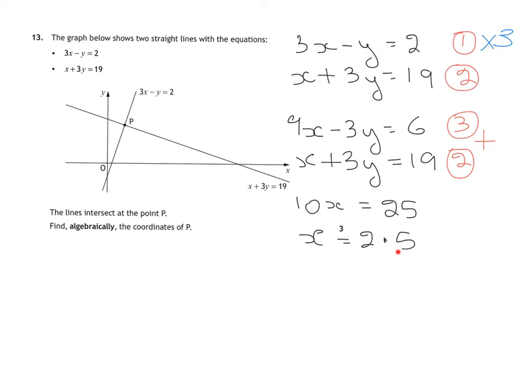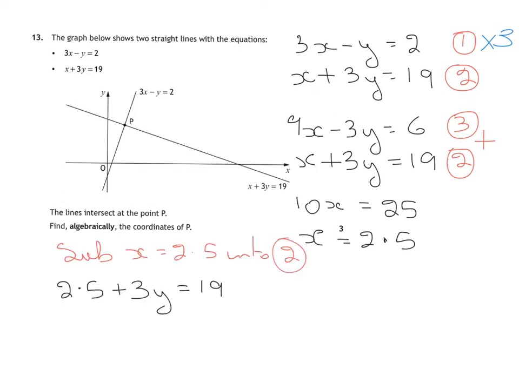To do that, I'm going to take my 2.5 and substitute it back in. Doesn't matter which one, one or two, pick one, shove it in. I'm going to go for equation 2. So 2.5 plus 3y is equal to 19. Just a nice normal equation. We are now going to solve it. So first thing I'm going to do is take the 2.5 away from both sides, which will leave me with 3y is equal to 16.5.